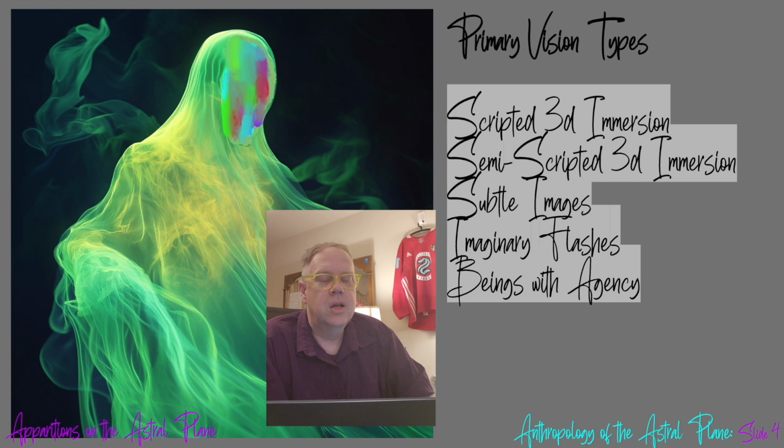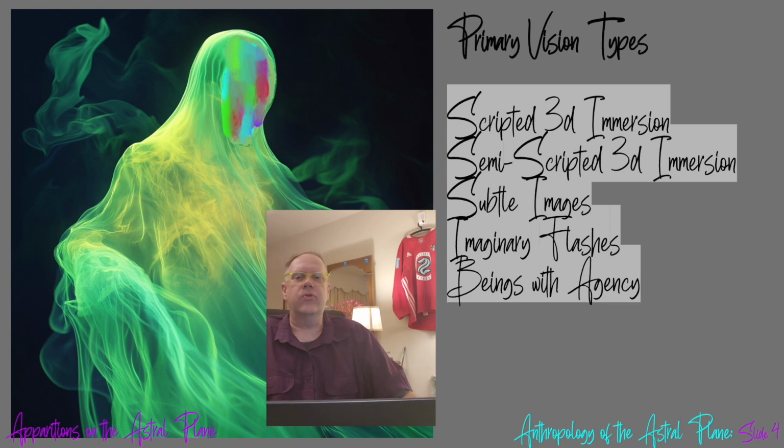But then you've got semi-scripted 3D immersion, and that means you're in a 3D immersion vision, but you actually have a little bit of say or agency. Sometimes if you try hard, you can redirect your vision or tell yourself in your mind where you want to go, and you'll either just jump there and the script will start again, or the actual vision will transform. But that's rare. It doesn't always work, and if you don't actually try to do that, it seldom happens on its own. Then you've got what are called subtle images, and subtle images are a different class of images.